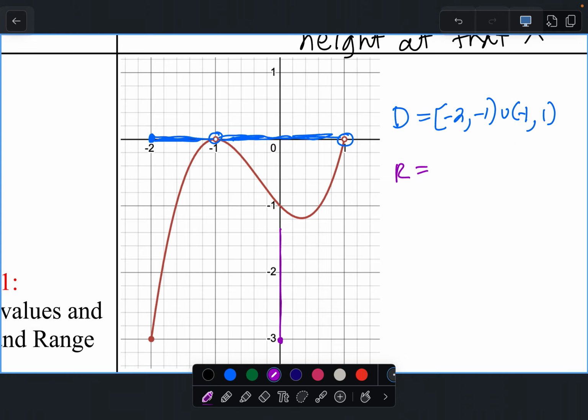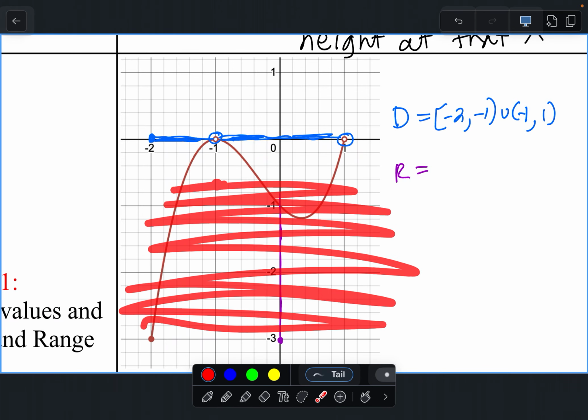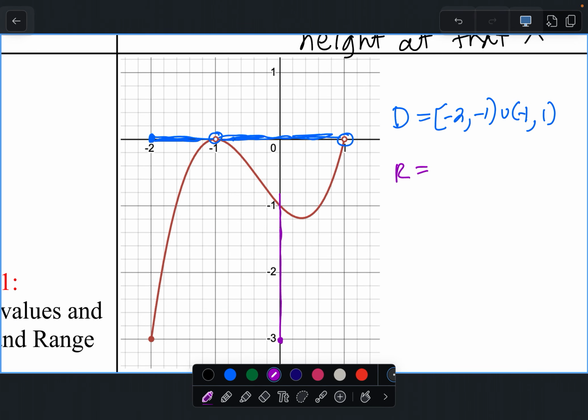We have y's here, we have y's here, we have y's here. We don't have y's here. There is nothing that filled it in here. There's open and an open. So we don't include that. So sometimes you have some repeats on your y's.